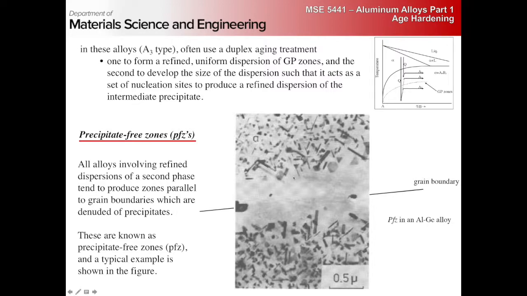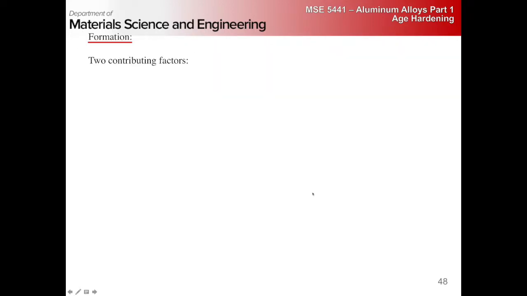Okay. So in all alloys involving strengthening by dispersion of very fine second phase particles, we tend to see these regions near the grain boundaries that are denuded of precipitates. Right? We call these precipitate-free zones. They're largely unavoidable, although we can change their structure to some extent. Right? And these come about really from two different factors.